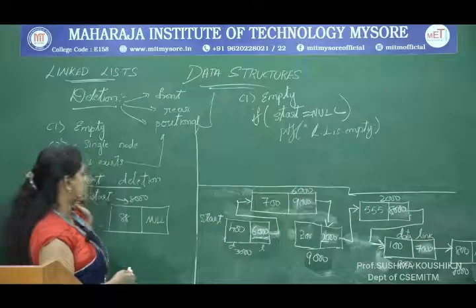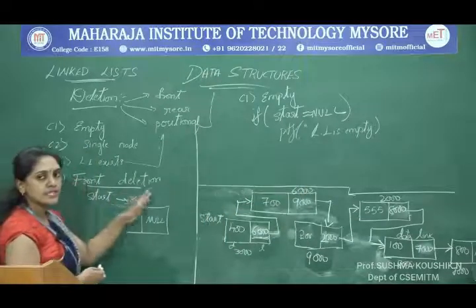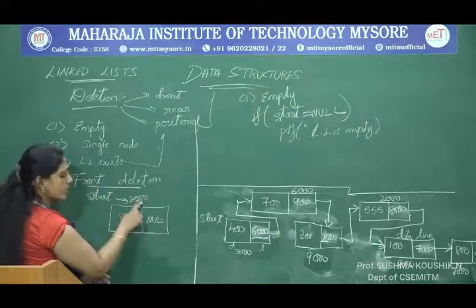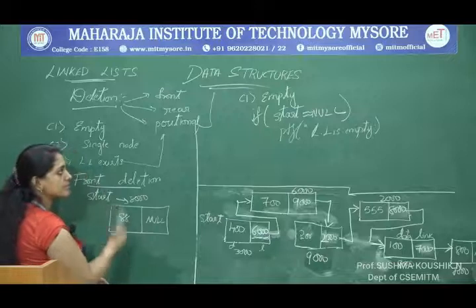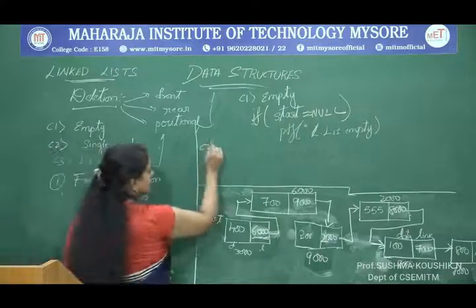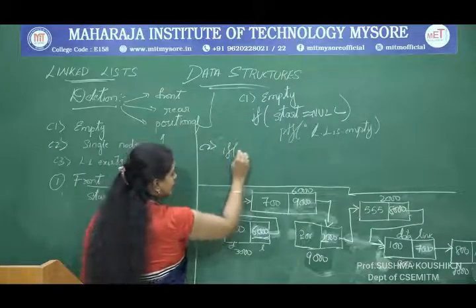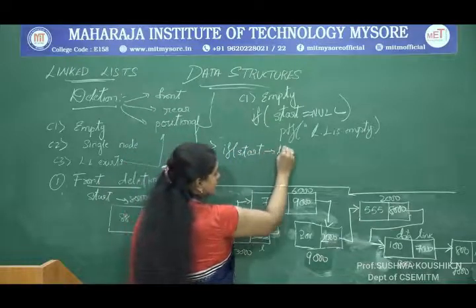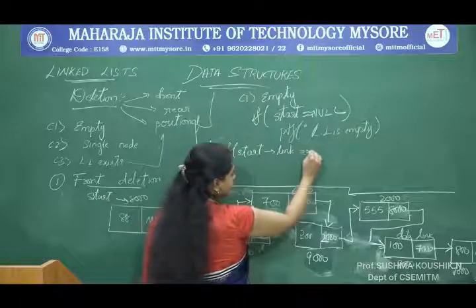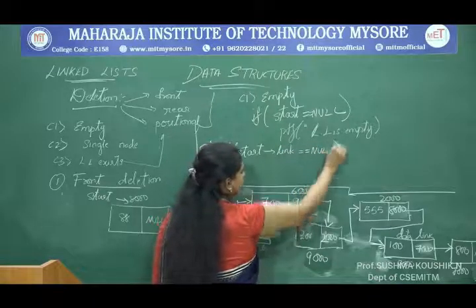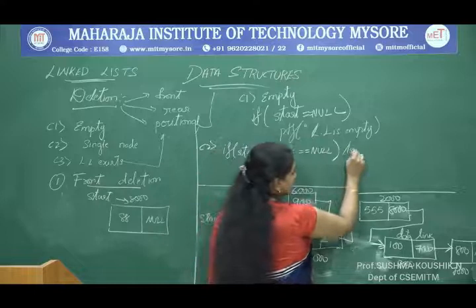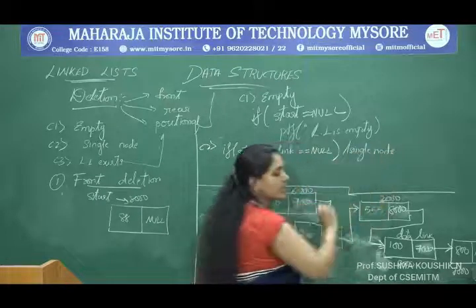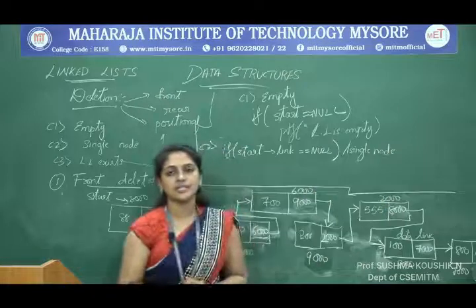Case 2, when there is a single node which exists, then also the front deletion or rear deletion concept does not appear. Start is equal to 8000. How do I check if there is only one single node? Case 2, I will check if start of link is equal to null. So this will tell me it is a single node. So what shall we do when it is a single node? We just have to delete that particular node.